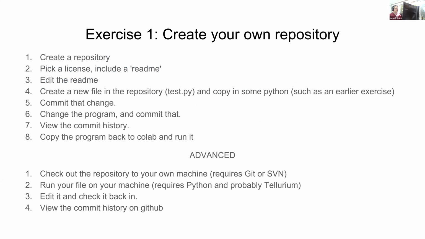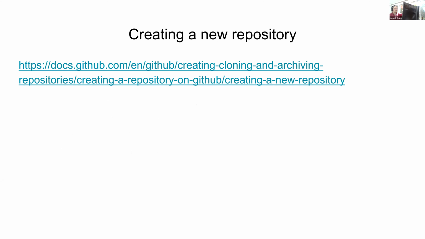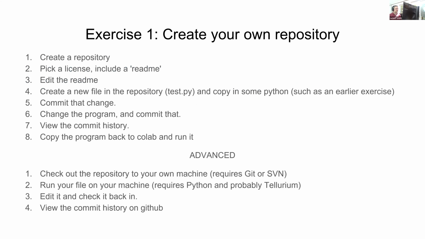So we're going to do an exercise. I'm going to have you create your own repository. Here's a document on how to do it, and I'm happy to walk people through it as well. Exercise 1 is to create your own repository. You might need to create an account on GitHub. That should be relatively straightforward. Pick a license, edit the README, make a new file in there, and then commit it, and then look at the history and copy things back to Colab.